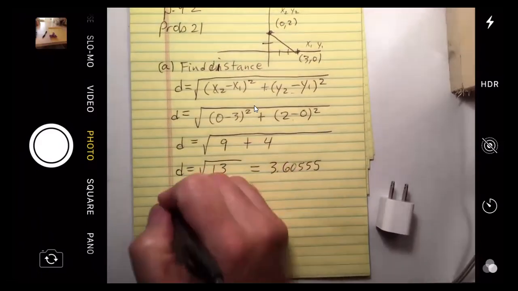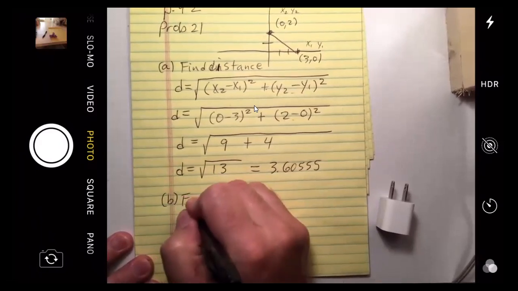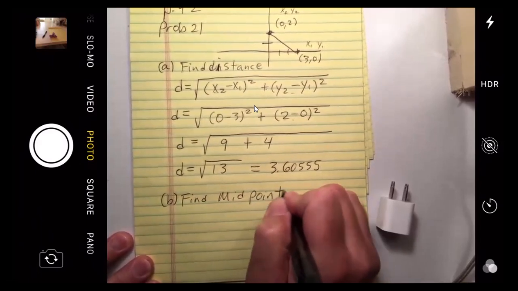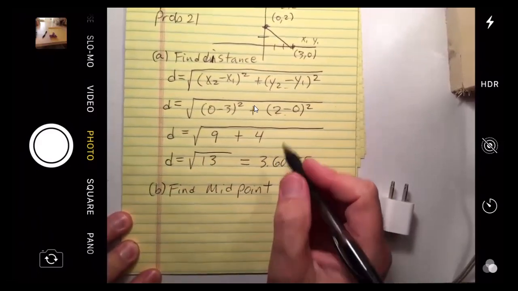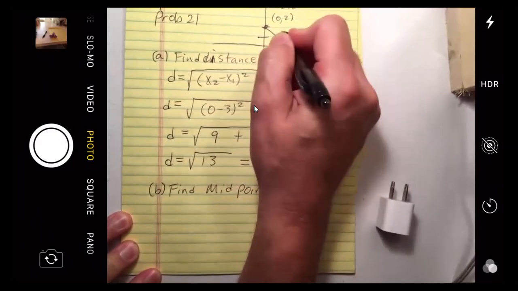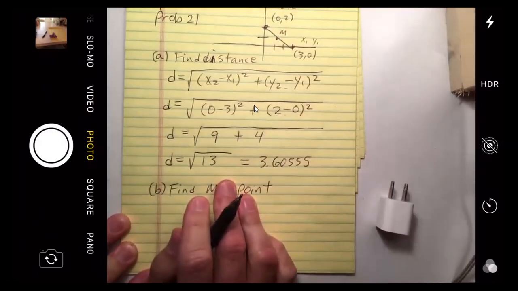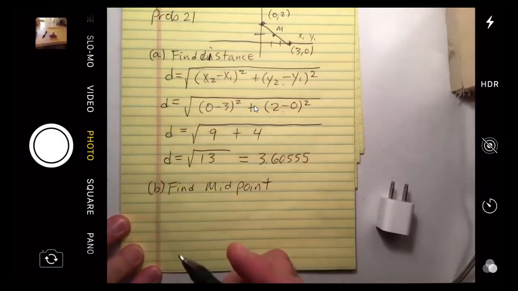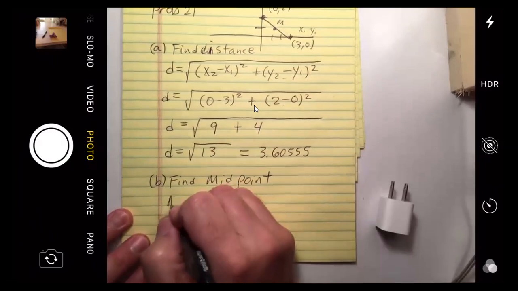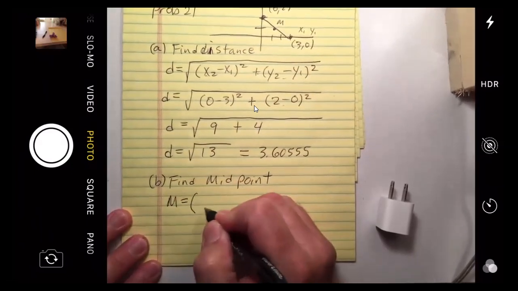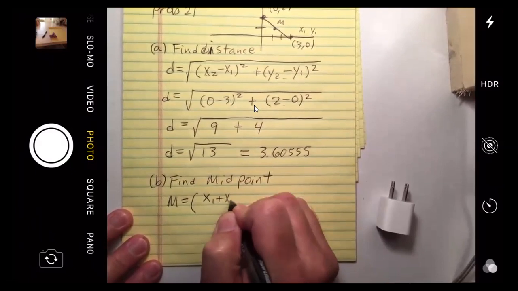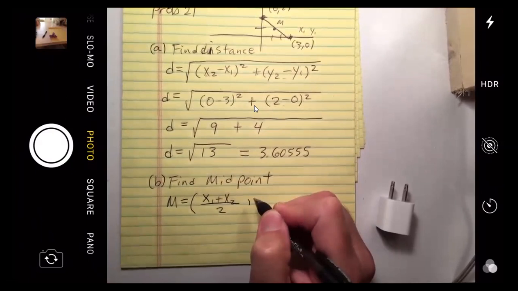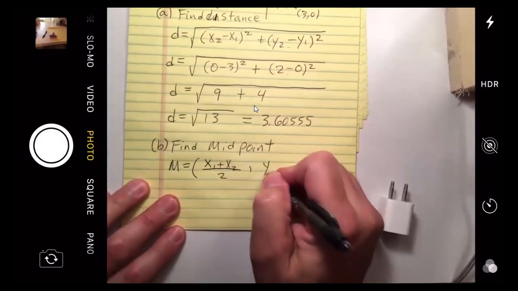All right, part B asks for the midpoint. Okay, I'll label it up here. That means a point square in the middle along the line between those. That means you're going to take the average of the coordinates. The average is in the middle. It's a strange looking formula, but to average the x coordinates, that means you add them up and divide by 2. When you take an average, you add things and divide by the number of numbers. We'll do the same thing for the y's.